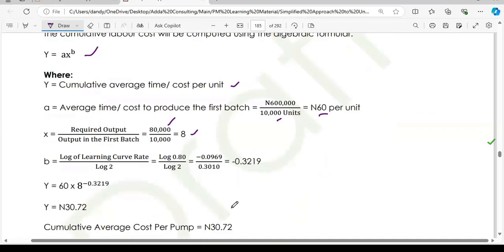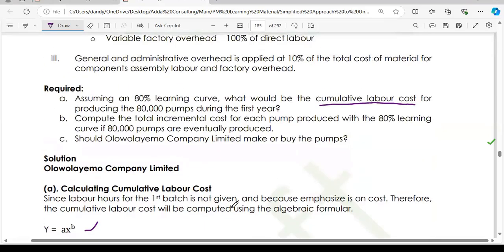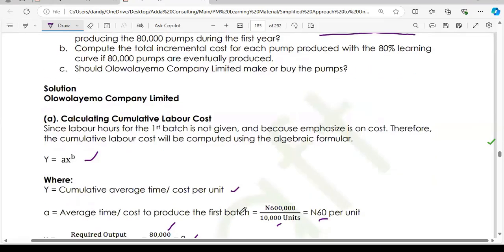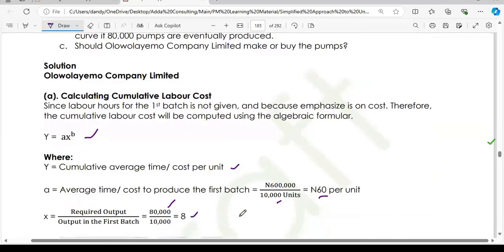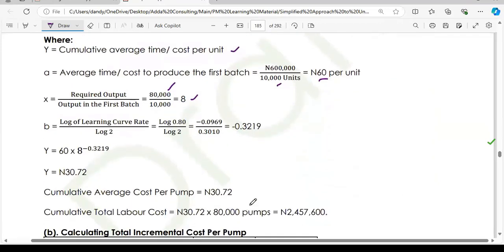Now, B is log of learning rate over log 2. The examiner told us to use 80%. We are told to assume an 80% learning curve, so that means there is 20% experience gained. So I will say log of 80%, which is minus 0.0990969, divided by log 2. Log 2 is 0.3010. So when you do that, B is equal to minus 0.3219.